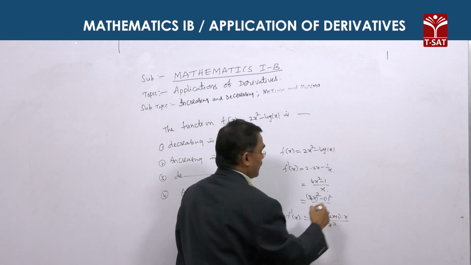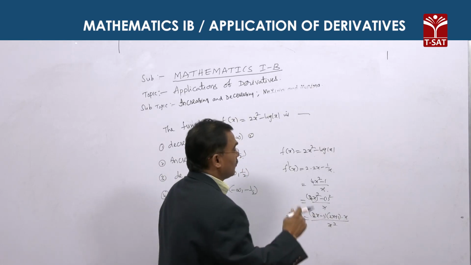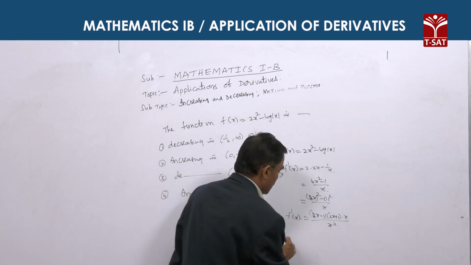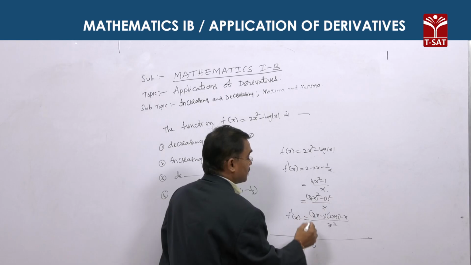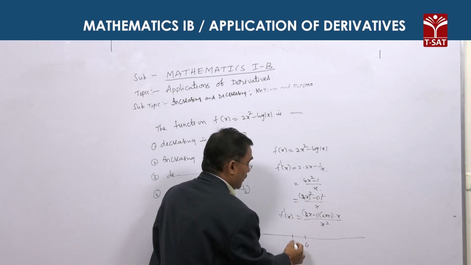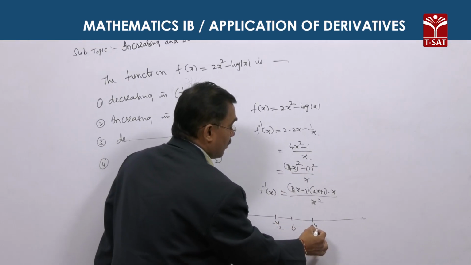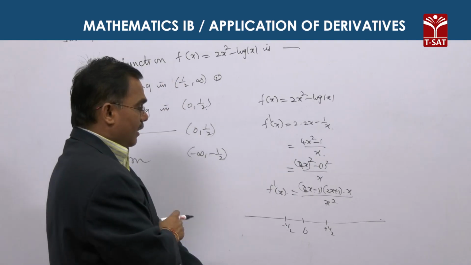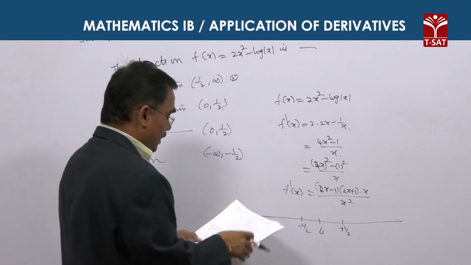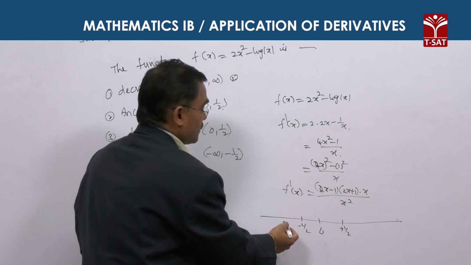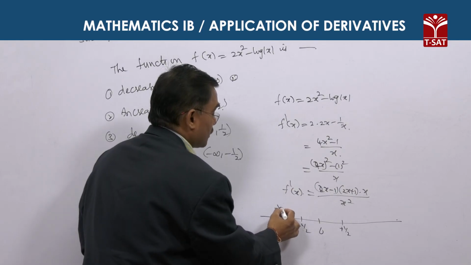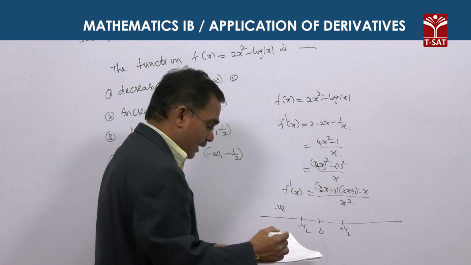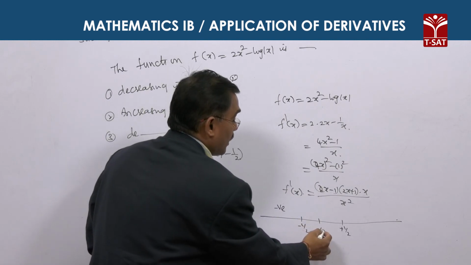x square is always positive. Applying the wavy curve method, you see the graph: f dash x is zero at x equals 0, at x equals minus 1/2, and at x equals plus 1/2. You decide. Less than minus 1/2 means substitute minus 1; f dash x is negative. And substitute a value between minus 1/2 and 0, like minus 1/4.